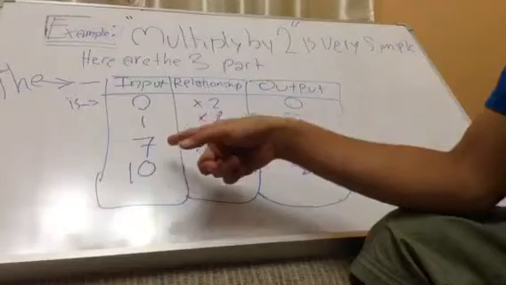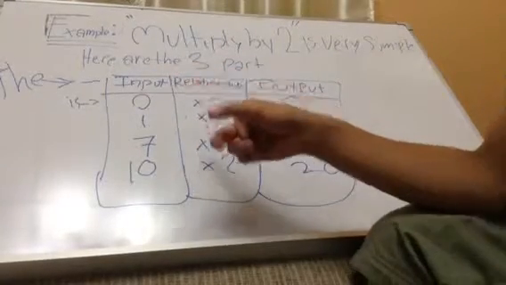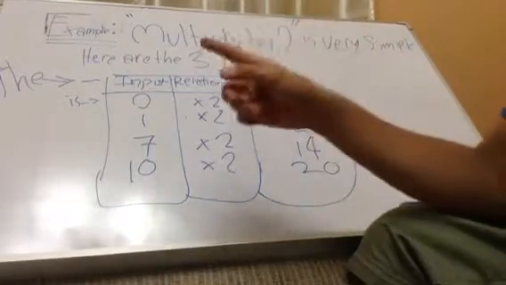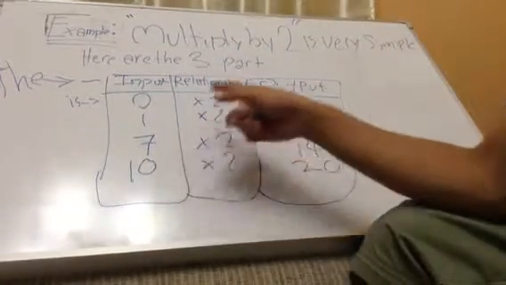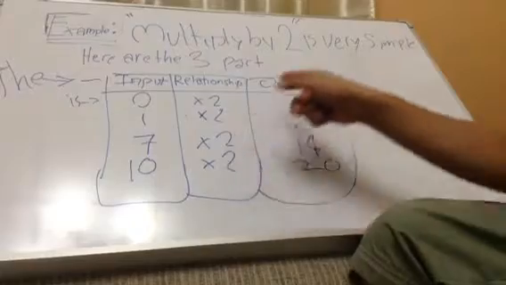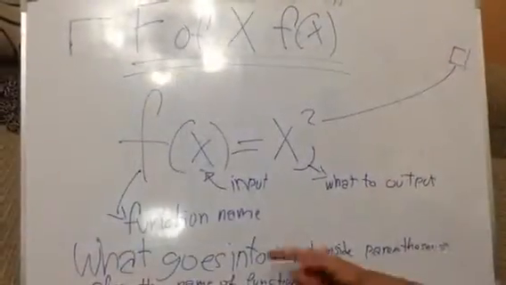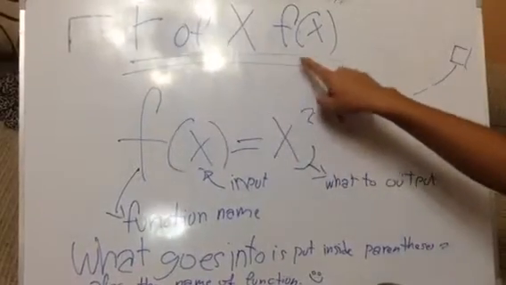The input is 7, the relation is times 2. The output is 14. The input is 10, the relation is times 2. The output will be 20. So this is f of x.